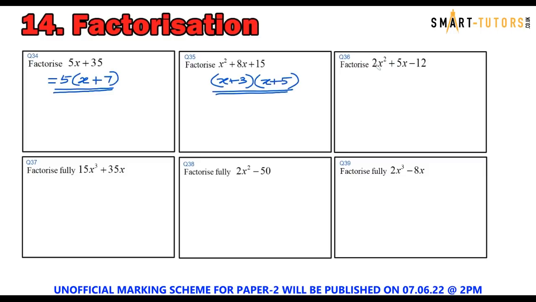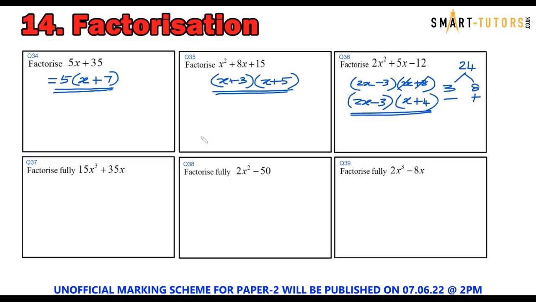Question number 36: 2 is going to be times by 12 is 24. And for 24, I believe 3 and 8 is the proper answer for the factors. 8 take away 3 is 5. So positive 8 and negative 3. So 2x something, 2x something, right? So 2x minus 3 and 2x plus 8. If you simplify 2 and 8, x plus 4, it is going to be the other bracket. So this is the proper answer for question number 36.